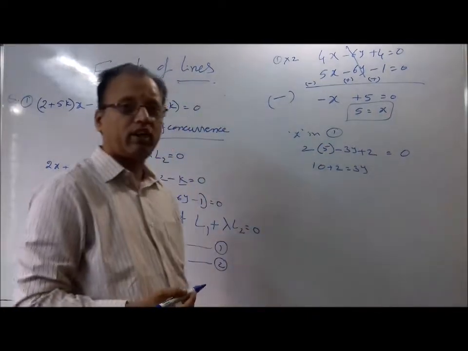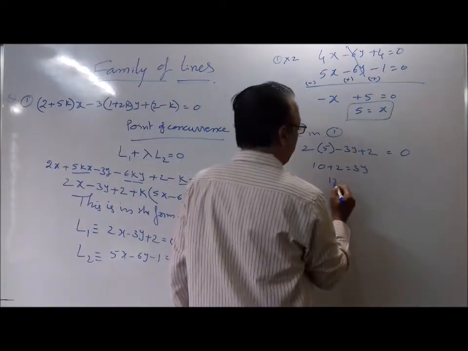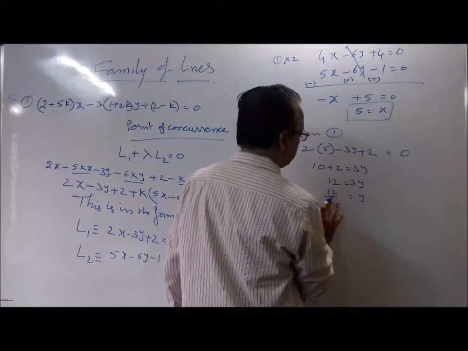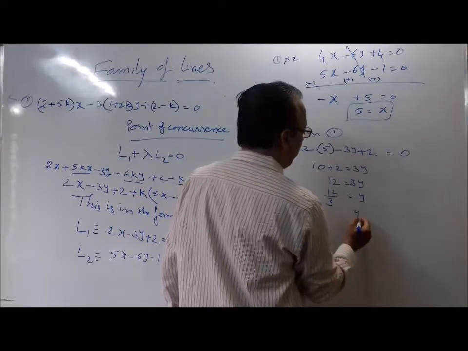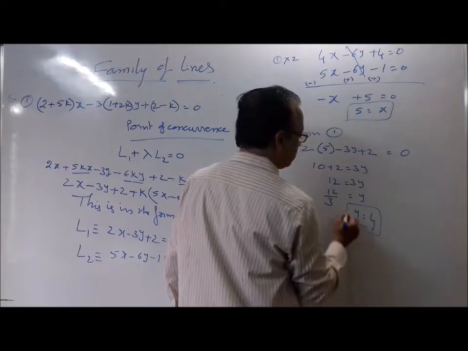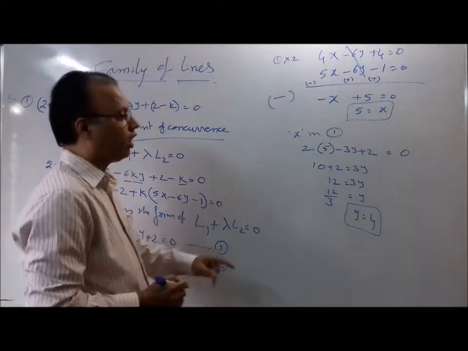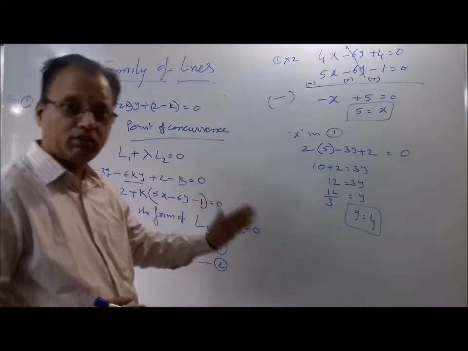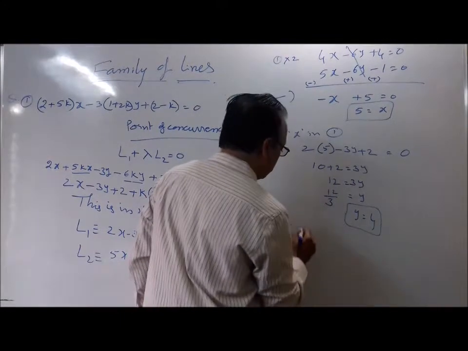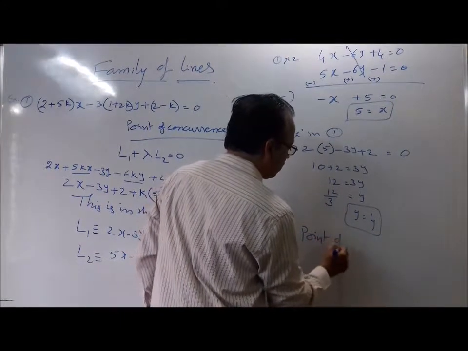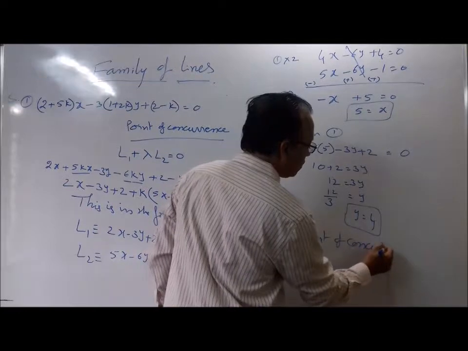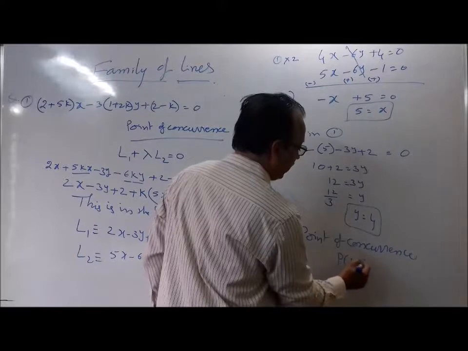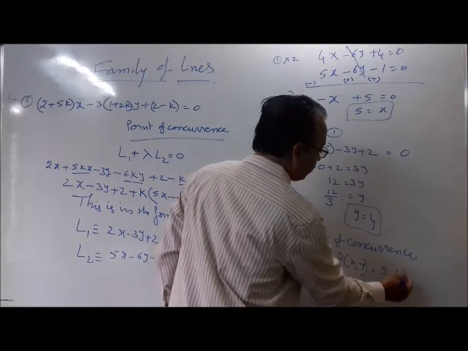That is 10 plus 2 is equal to 3y. So 12 is equal to 3y. Y is equal to 12 by 3. So y is 4. So we got the point of concurrence as x comma y, that is 5 comma 4. Therefore, the point of concurrence is P(x, y) is 5 comma 4.